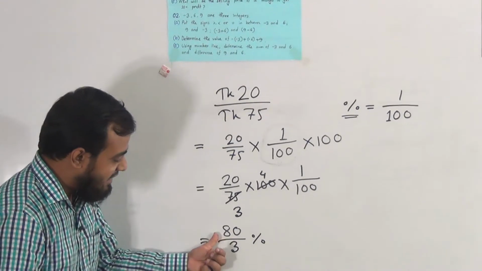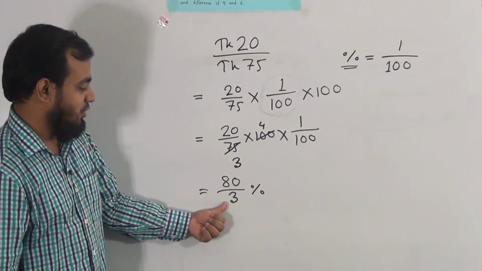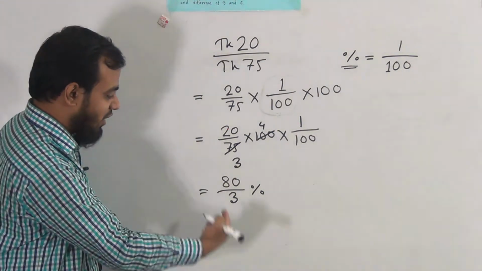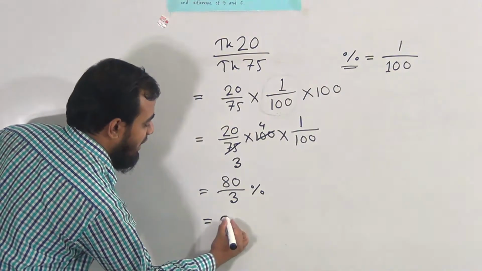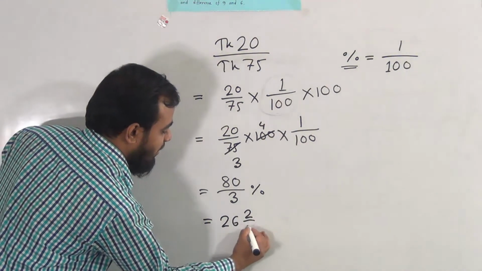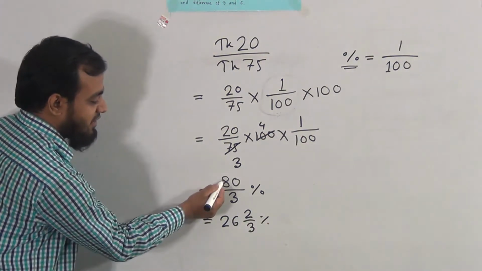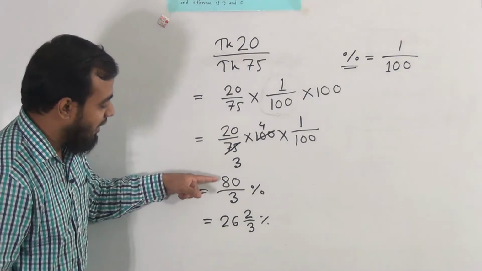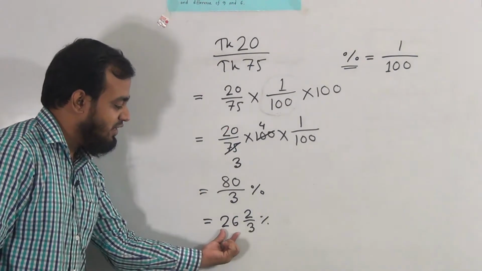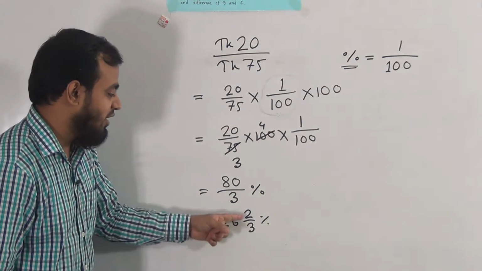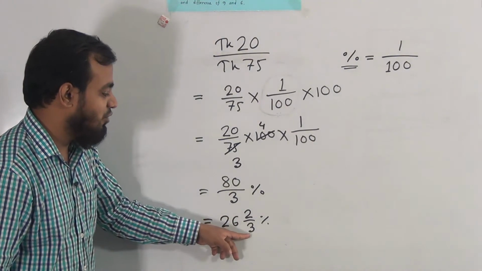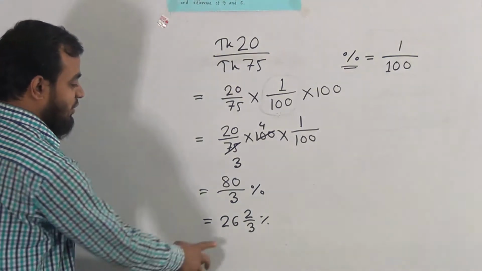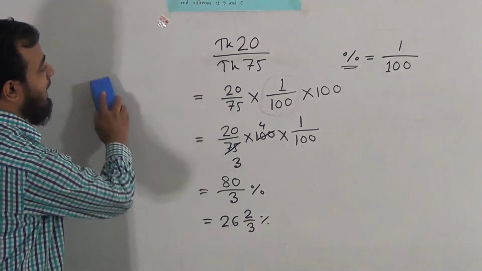Now look, 80 by 3 is an improper fraction, but our answer can't be in the improper form. We have to convert it into a mixed fraction, and we will then have 26 2 by 3%. That means 80 by 3 will be 26 2 by 3. How? When we divide 80 by 3, we get 26 as our quotient. Our remainder is 2, so 2 will be our numerator. The denominator remains unchanged as 3. 26 2 by 3 will be our answer. 26 2 by 3% will be our answer for activity A.